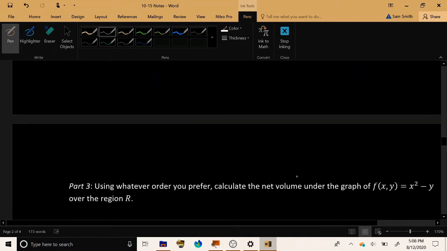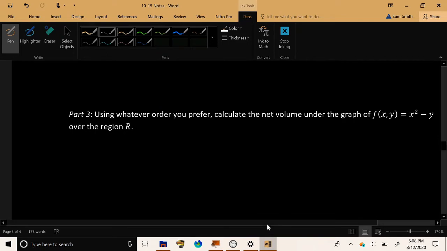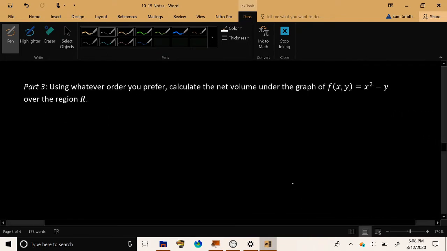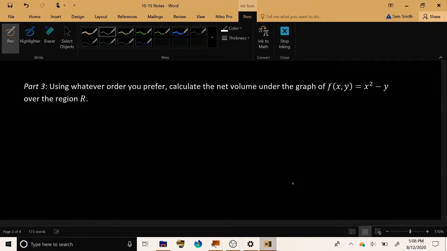Alright, now someone says to me in part 3, using whatever order of integration you prefer, whether you like dx dy or dy dx, calculate the net volume under the graph of this function, f of xy equals x squared minus y over the region R.